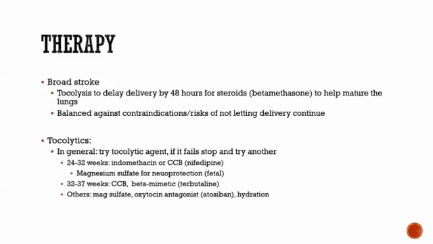There's a lot of agents that are used for tocolysis. Those are called tocolytic agents. So in general, you just pick a tocolytic agent, you try that, see if it reduces the strength and number of contractions, and then if it doesn't work, you can stop that one and try a different one. Between 24 and 32 weeks, start with indomethacin or a calcium channel blocker.